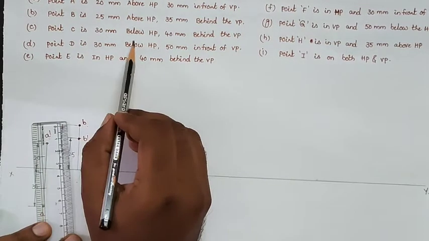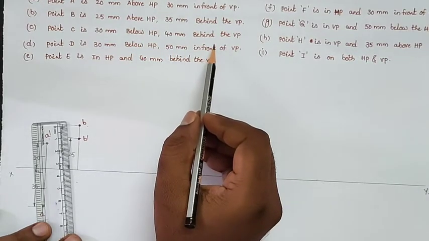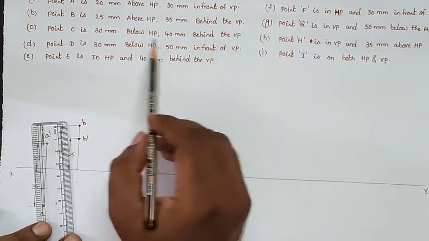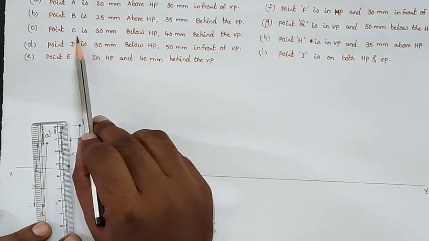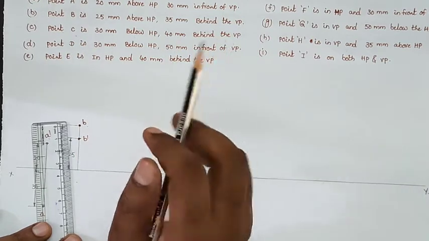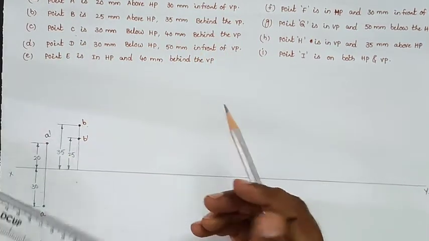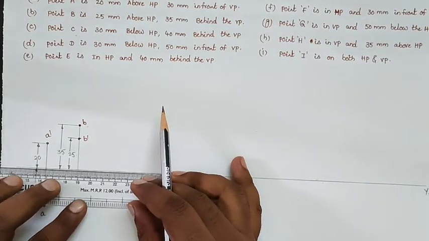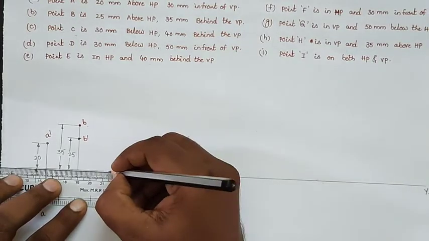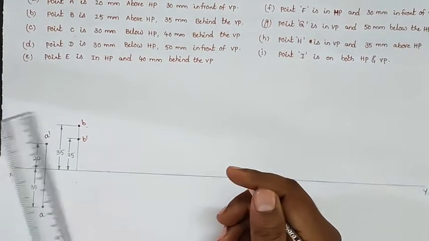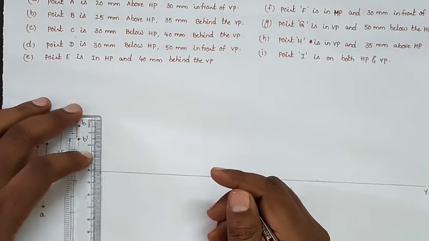So the point C is below HP and behind the VP. So below HP and behind the VP, the point C is in the third quadrant and we will draw the projections. By taking the distance between the projectors, we can take 25 mm distance and we will draw the projection of point C. Point C is 30 mm below HP.